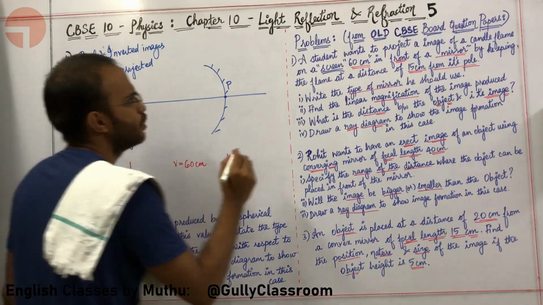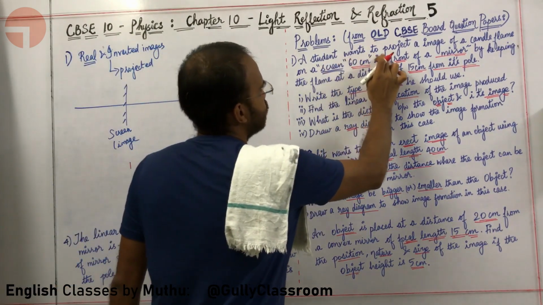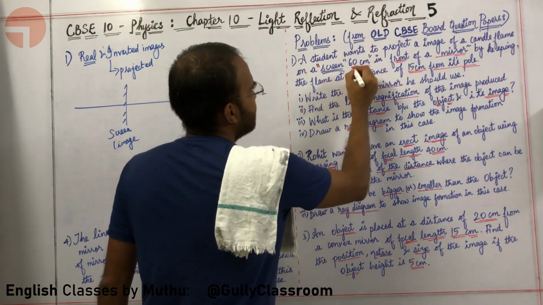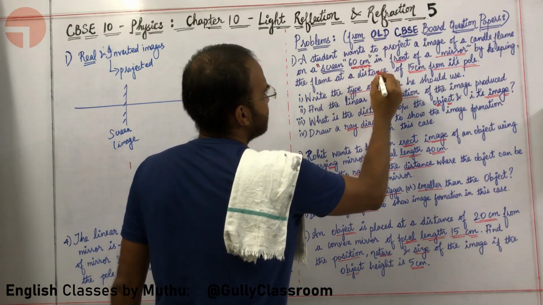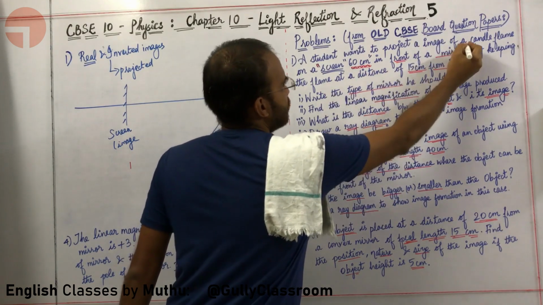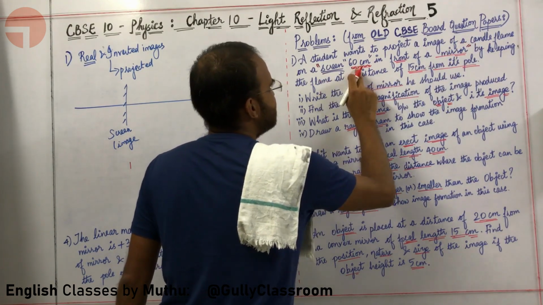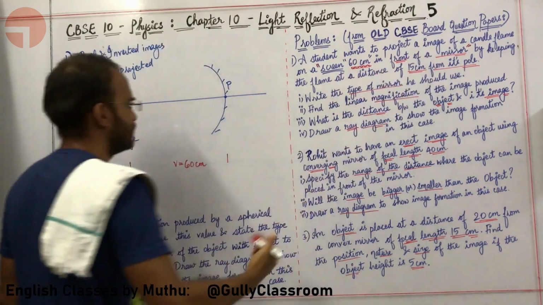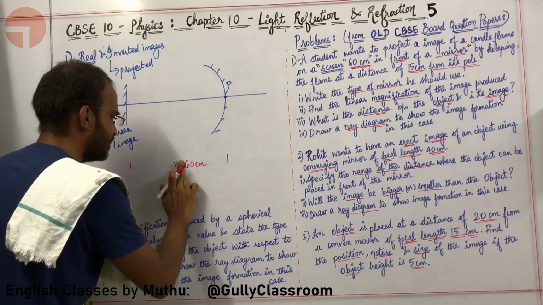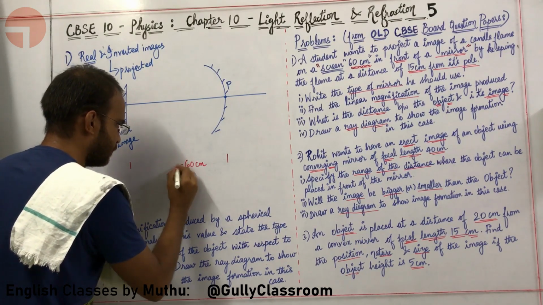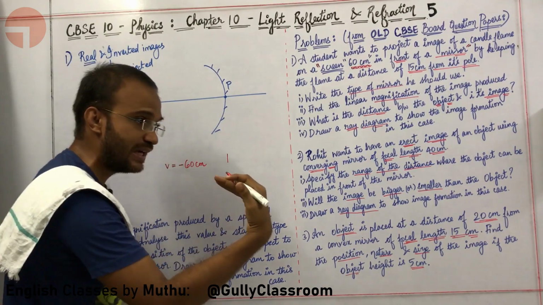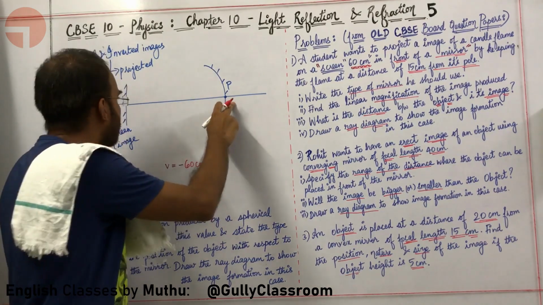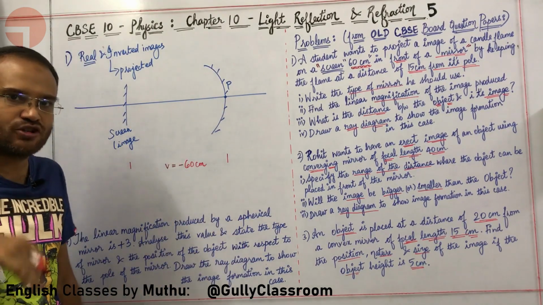How, sir? Look here. A student wants to project an image of a candle flame on a screen which is 60 centimeters in front of the mirror. So the screen is 60 centimeters in front of the mirror. How is V measured? V is measured from the pole opposite to the direction of the incident light.